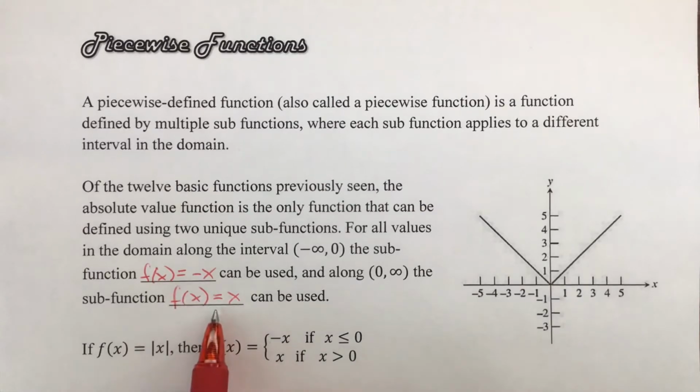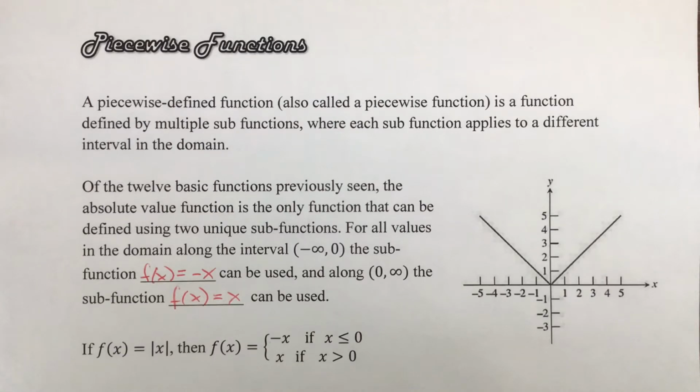So these two functions across different parts of the domain can be put together to create the absolute value function, a piecewise function, a function that's built out of pieces. And this would be the notation that we would use. If f of x is equal to the absolute value of x, which is this function here, then f of x could be restated in a piecewise format like so. F of x would be equal to negative x if x is less than or equal to 0. F of x would be equal to x if x is greater than 0. So you break apart the function into two different subfunctions.